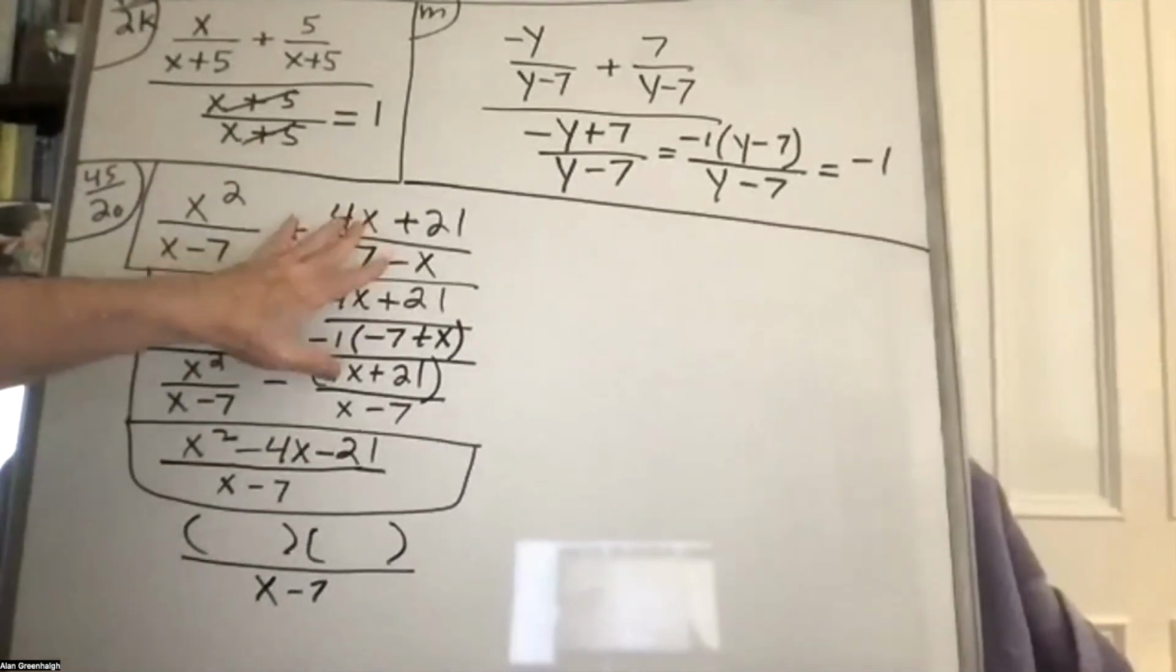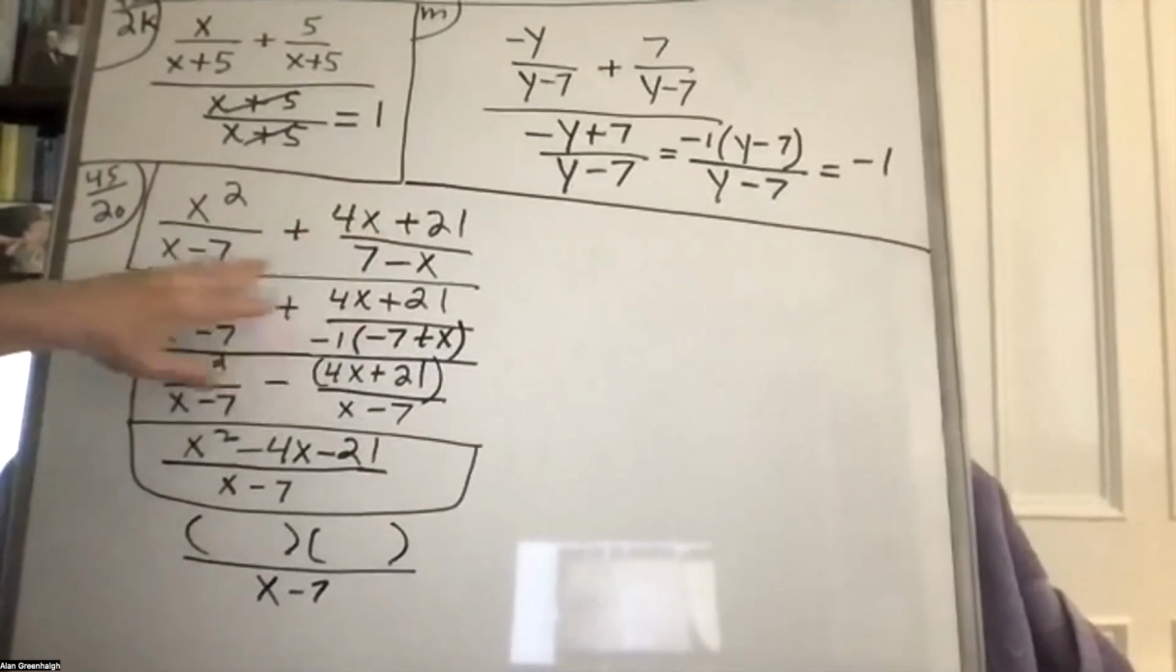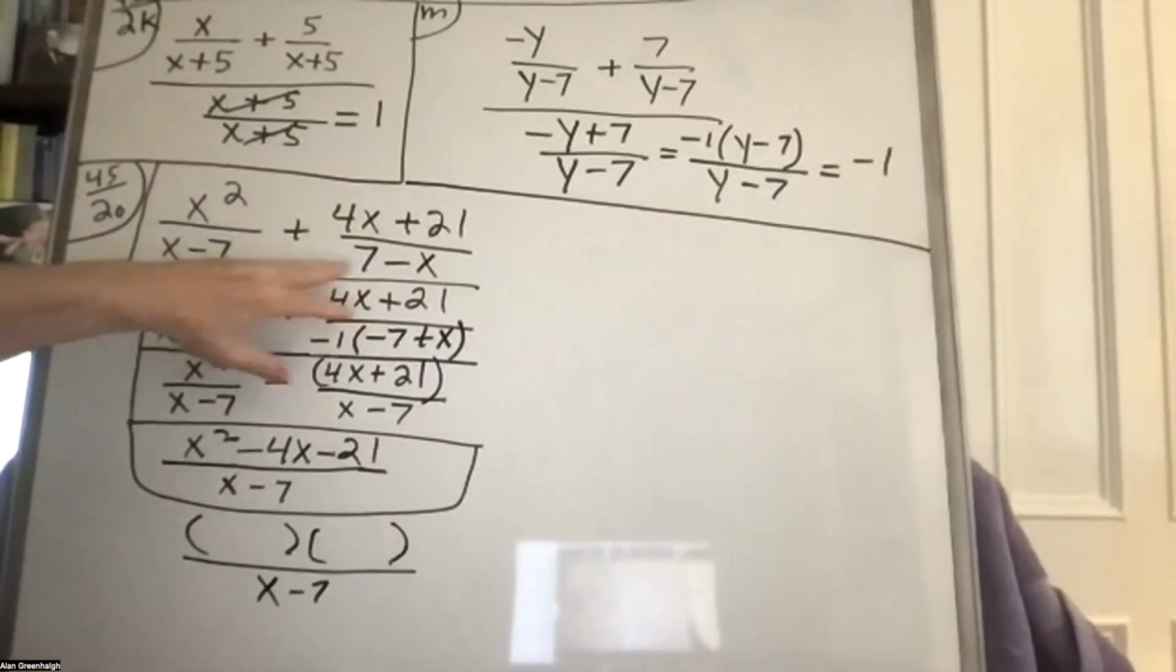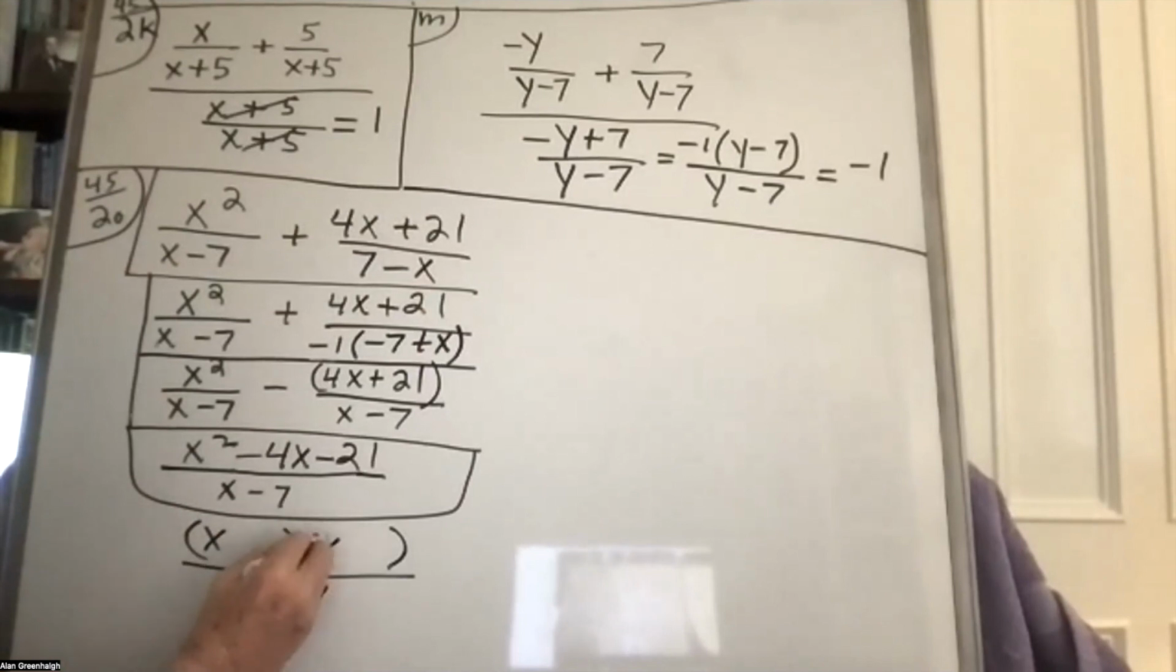I'm going to change this to look like that. I'm used to having my x minus 7. I'm not used to having my 7 minus x. And when you get down here, one of the factors is going to be x minus 7, and then the other factor is going to be x plus 3.